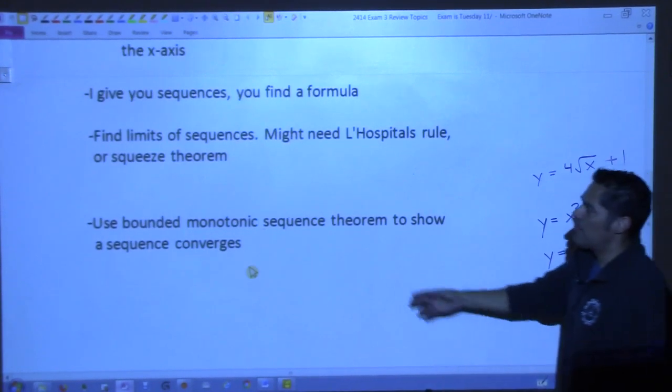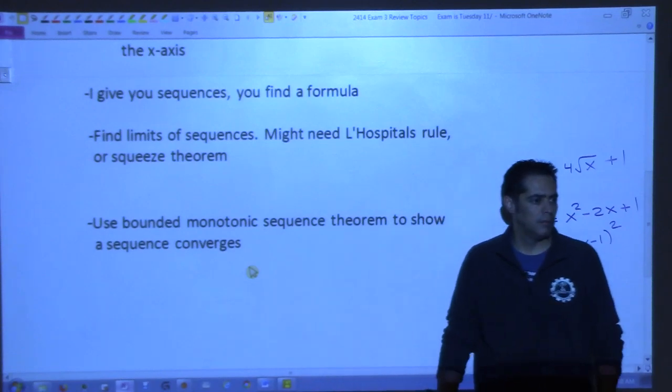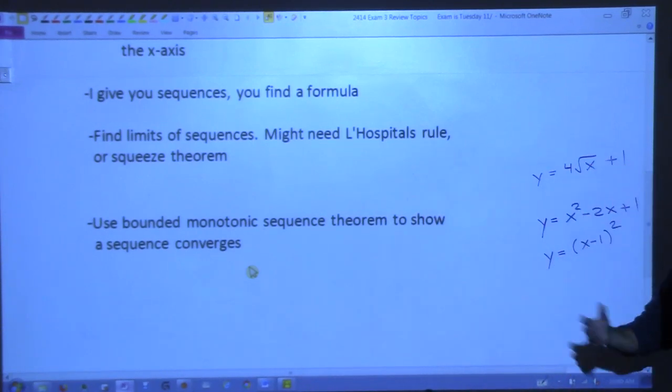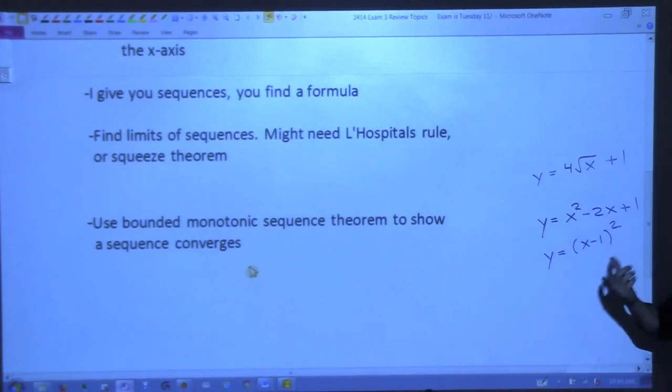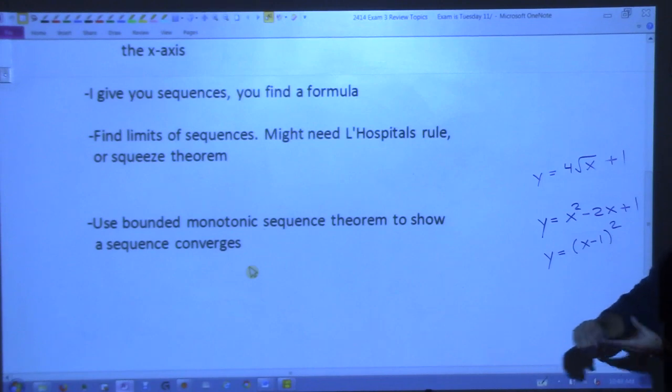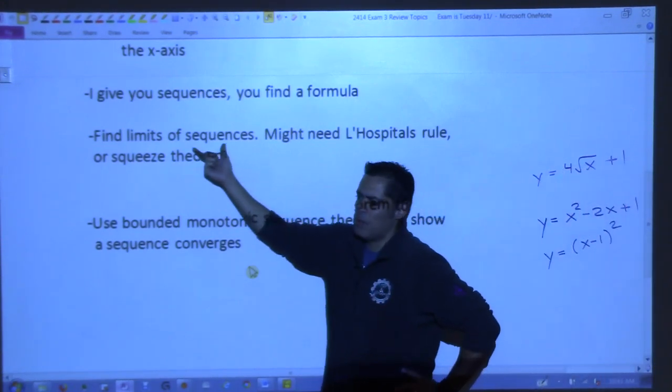Okay, I give you a sequence. I give you some sequence. You give me the formula. So like, how do I generate even numbers, right? Oh, these are all powers of 4. We went around and did that. Was it this class where we did that? Yeah, okay, so, all right, now, finding the limit of a sequence.